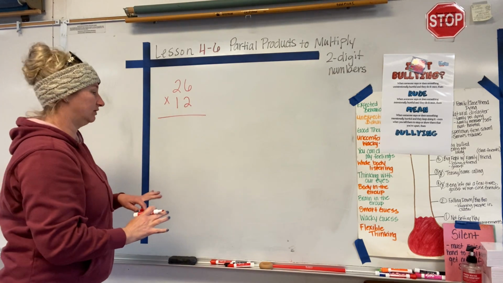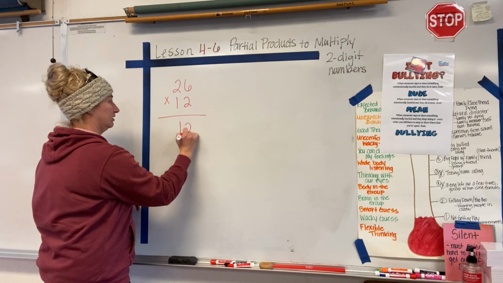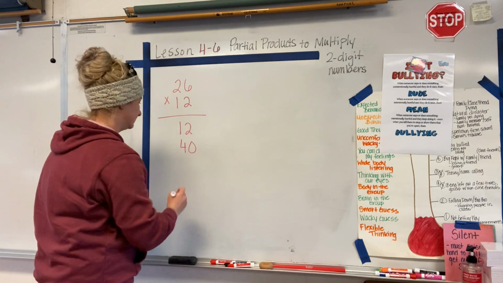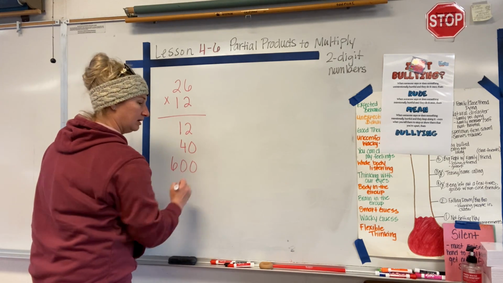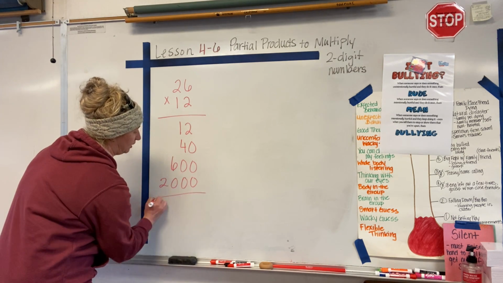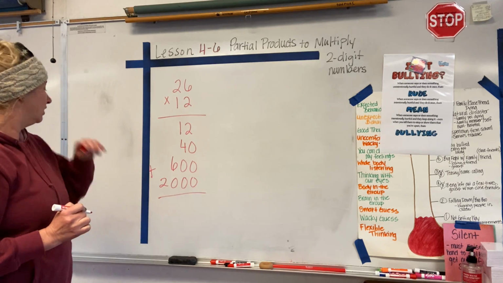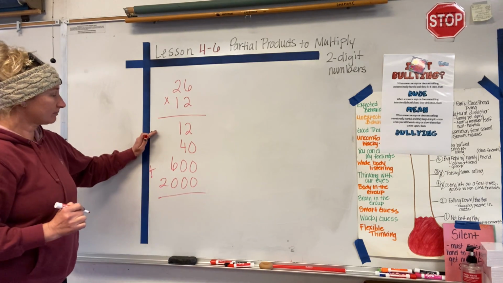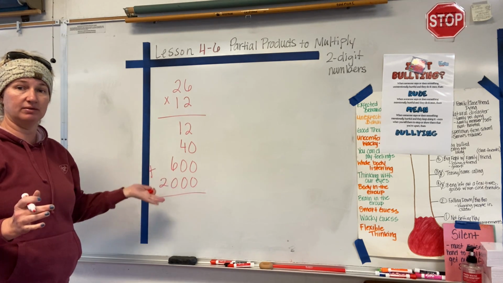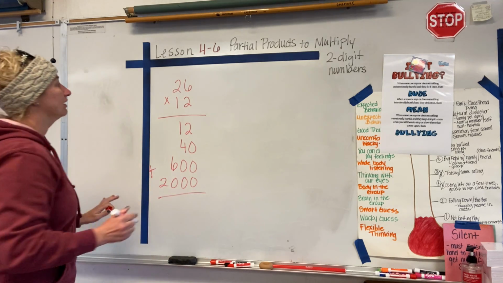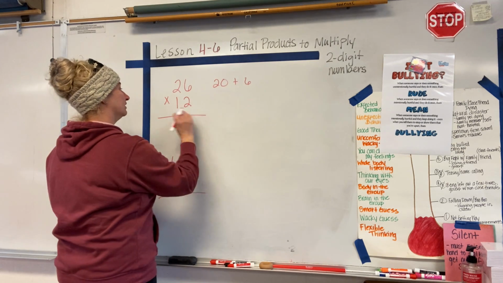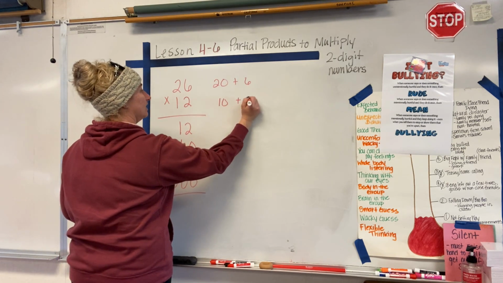products already on there. Okay, so they have 12, 40, 600, and 2,000. Okay, I'm going to go through each partial product and see where they made a mistake, because there's a mistake in here somewhere. So 26, we need to remember, is 20 and 6, and 12 is 10 and 2.